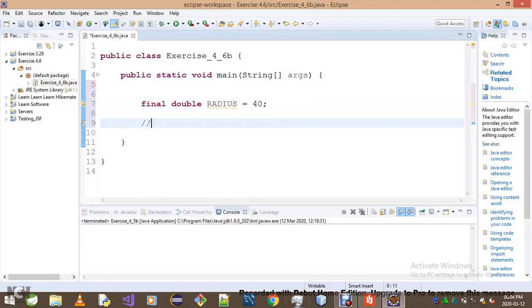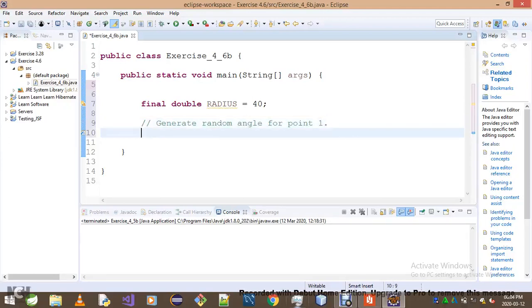Immediately after that, I'll generate a random angle, 4.1. Okay, double, I'll simply go random angle, not angel, it's random angle.